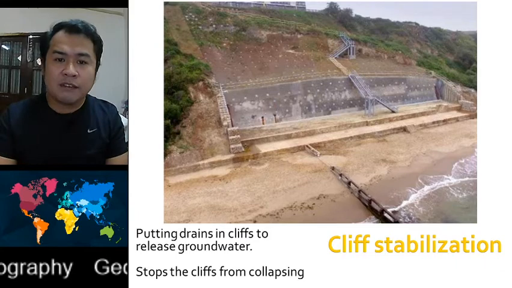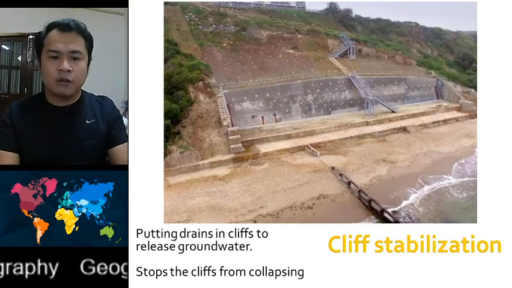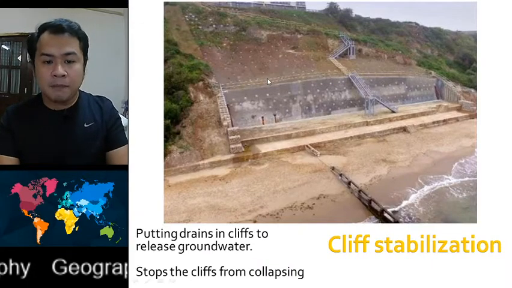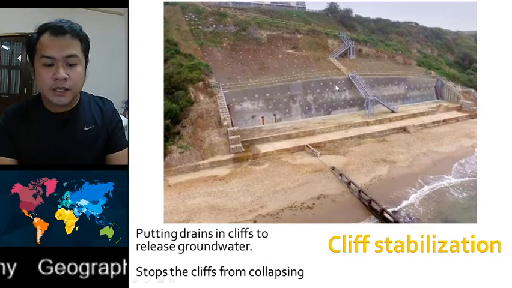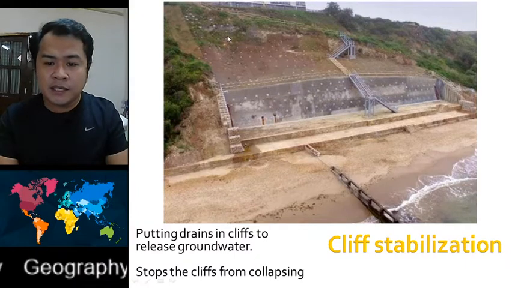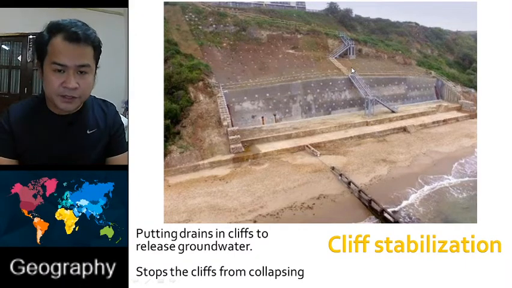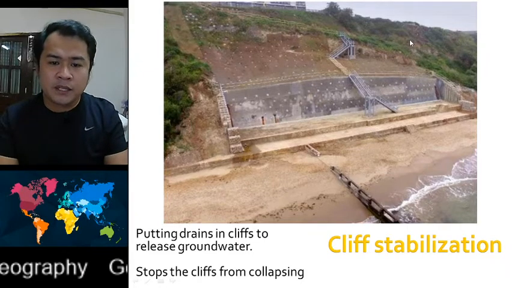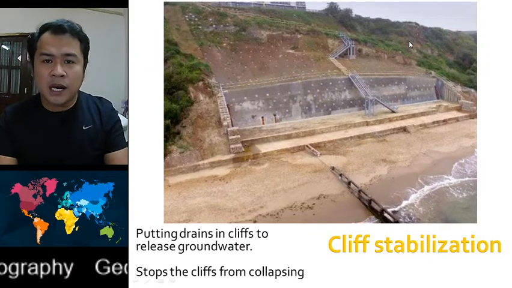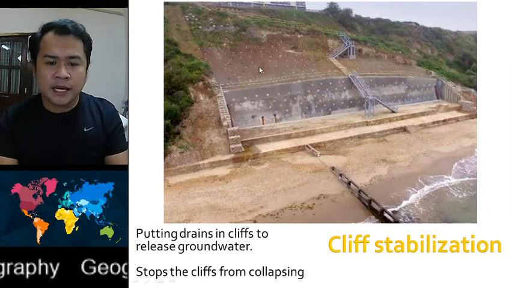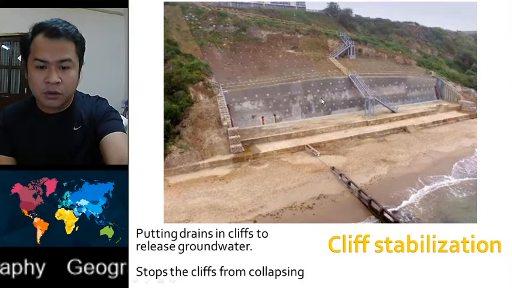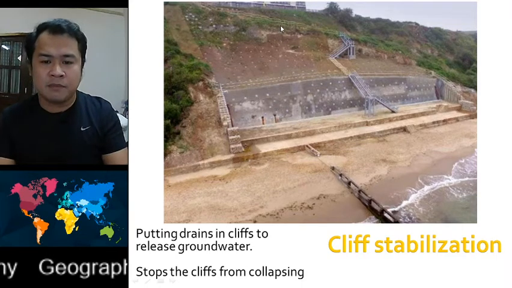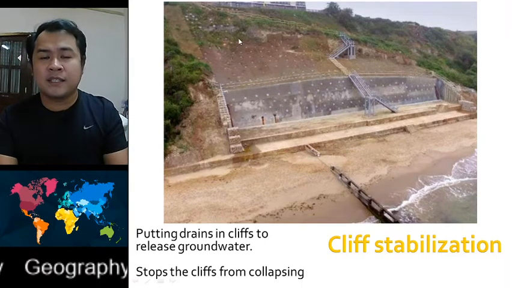And then we also have cliff stabilization. Now, cliff stabilization is basically putting holes or drains in these cliffs. What they do is that when rain and water penetrate the cliff, it will not take away the land. Instead, the water will go through these holes. So it's like a drainage system, so that water will not take away the land.